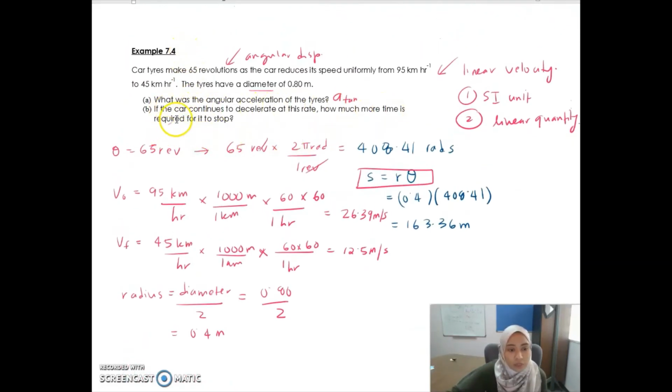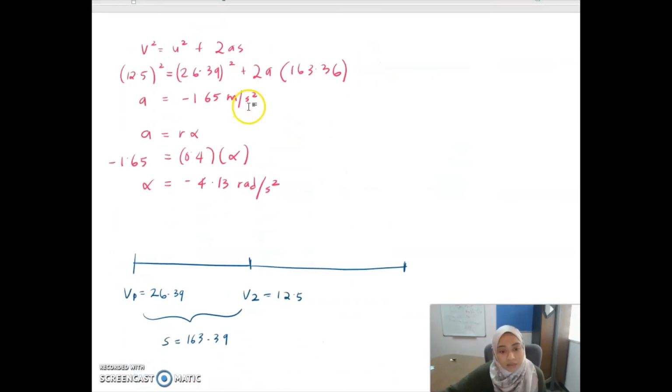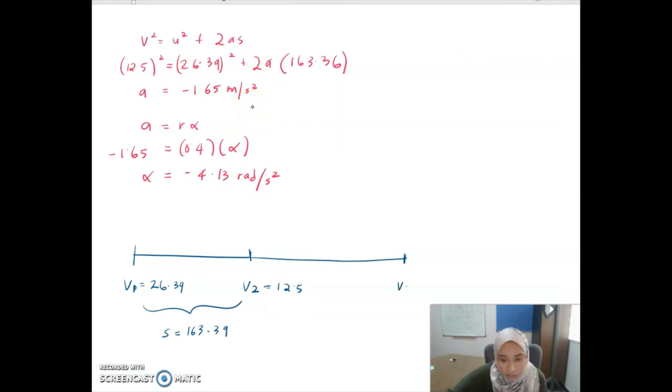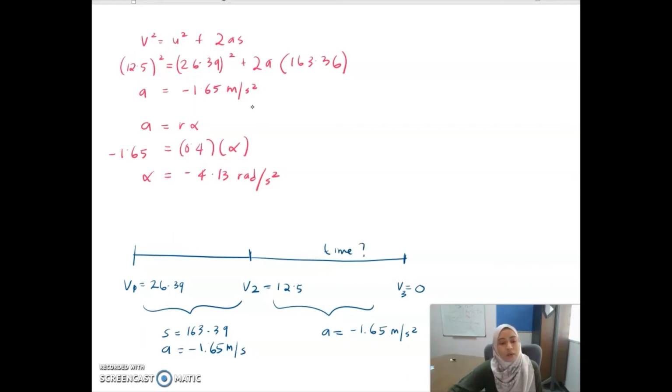And now the question is asking how much more time is required for it to stop. It's asking what is the time for it to stop if the acceleration is the same at this point as well. So it's asking when does V3 become 0 if the A is the same as before. The A before was minus 1.65, so it's the same here. But it's asking what is the time here? How much more time is required for the velocity from 12.5 to become 0, assuming that the acceleration is the same as before.